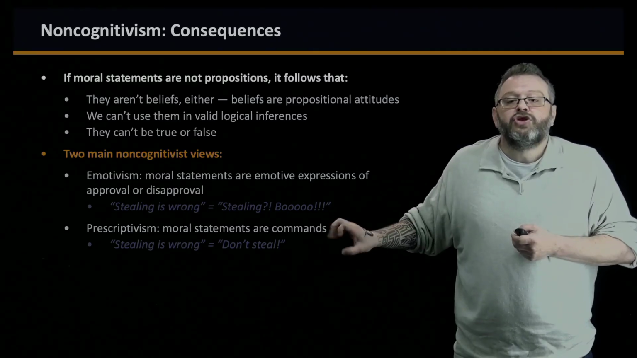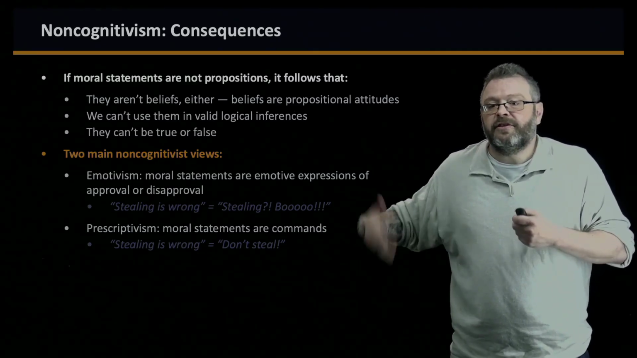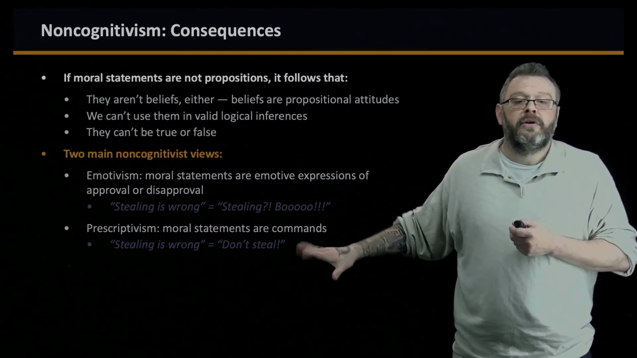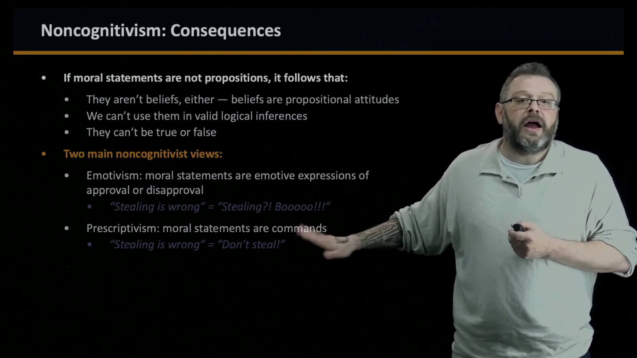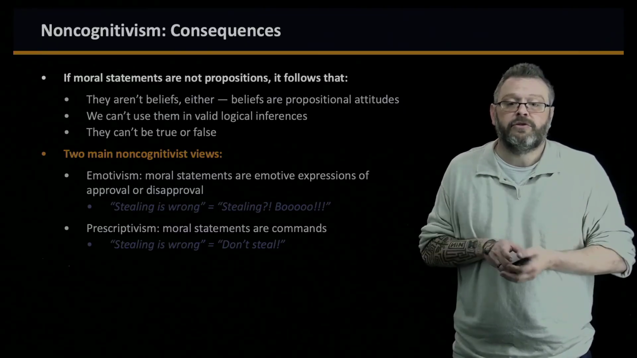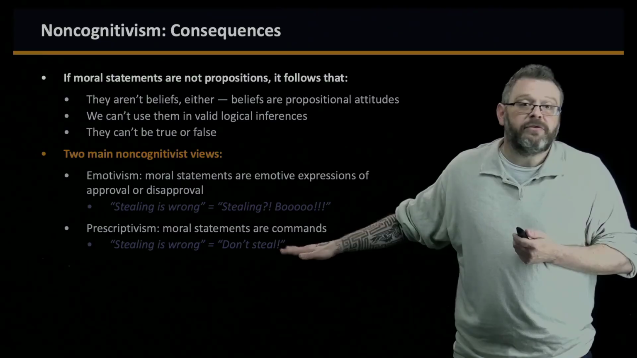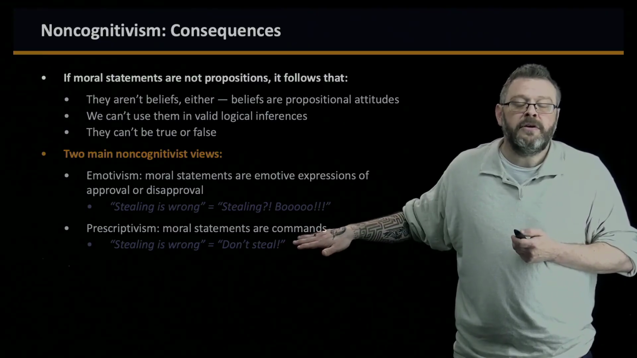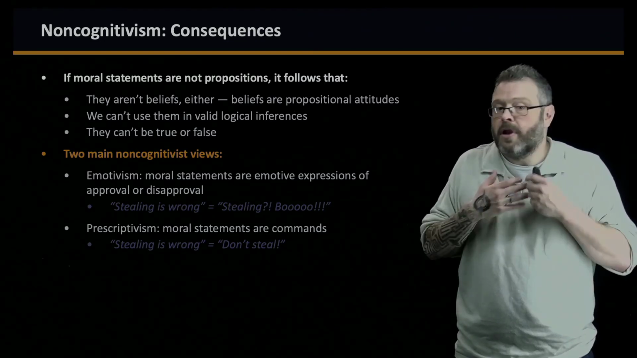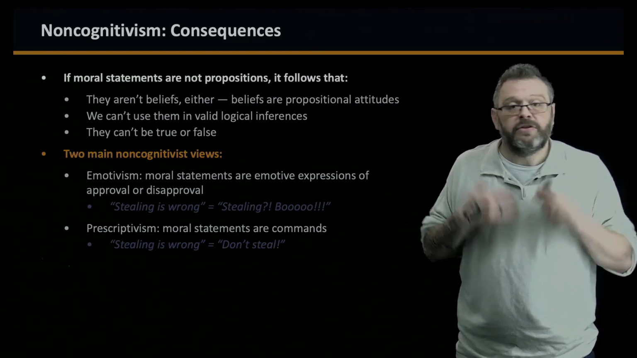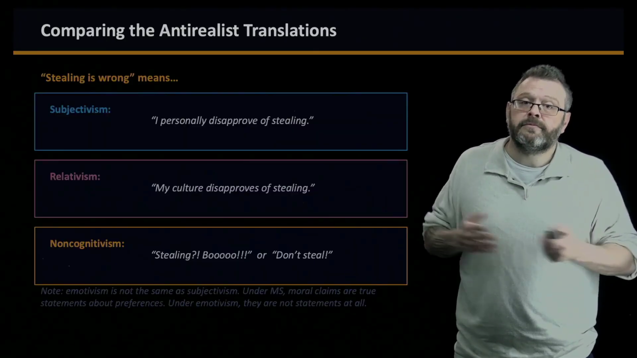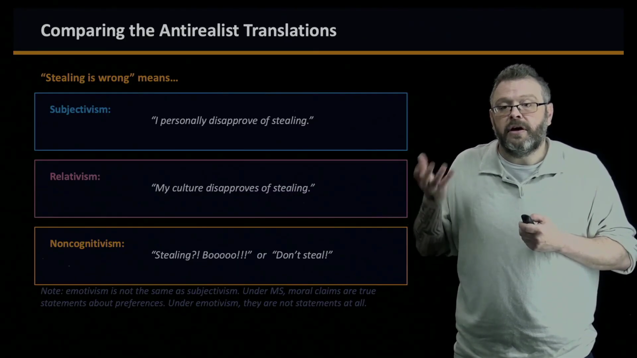Prescriptivism translates statements like stealing is wrong, abortion is wrong, into prescriptive statements. Don't steal. Don't engage in abortion. Don't lie, right? Again, when we saw shut the door, that was just a command. So don't steal is just a command. So on either view, moral claims are not propositions, so they don't have a truth value, so they can't be true. It's a really interesting kind of move.